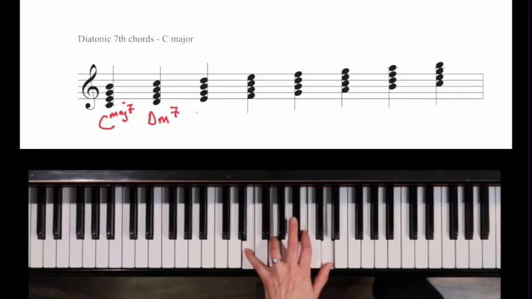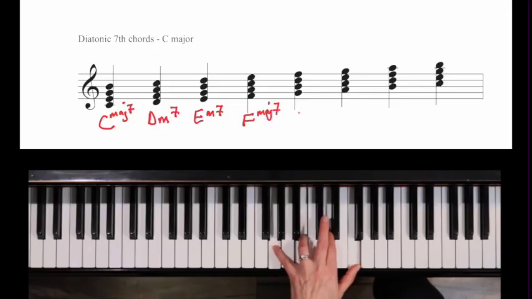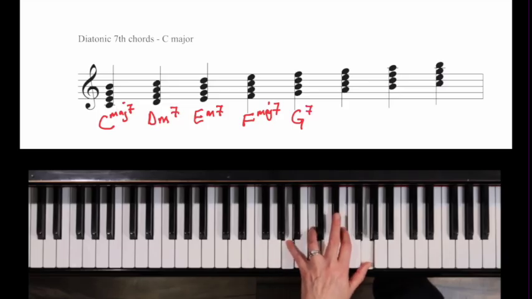Next one, bottom note is E. You can hear a minor chord, minor third on the top. Next one, F. Major chord, major third. So F major 7. G. Major chord, minor third on the top. That's your dominant 7. Next chord, A. Minor chord, minor third on the top.